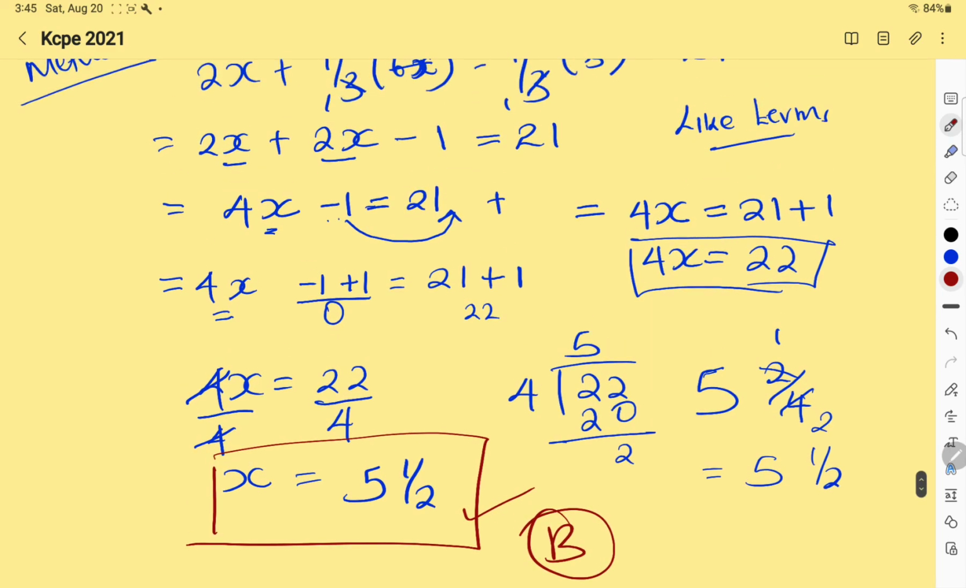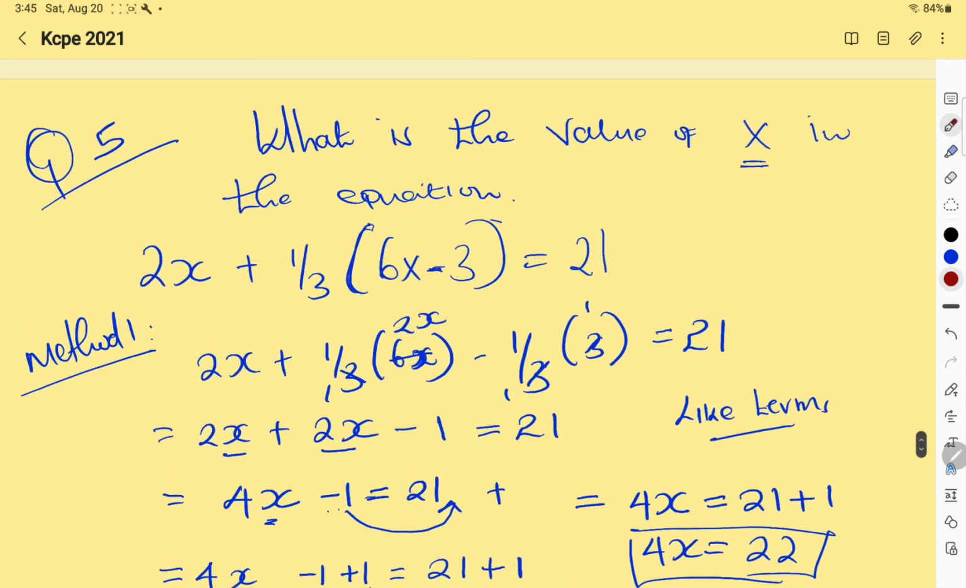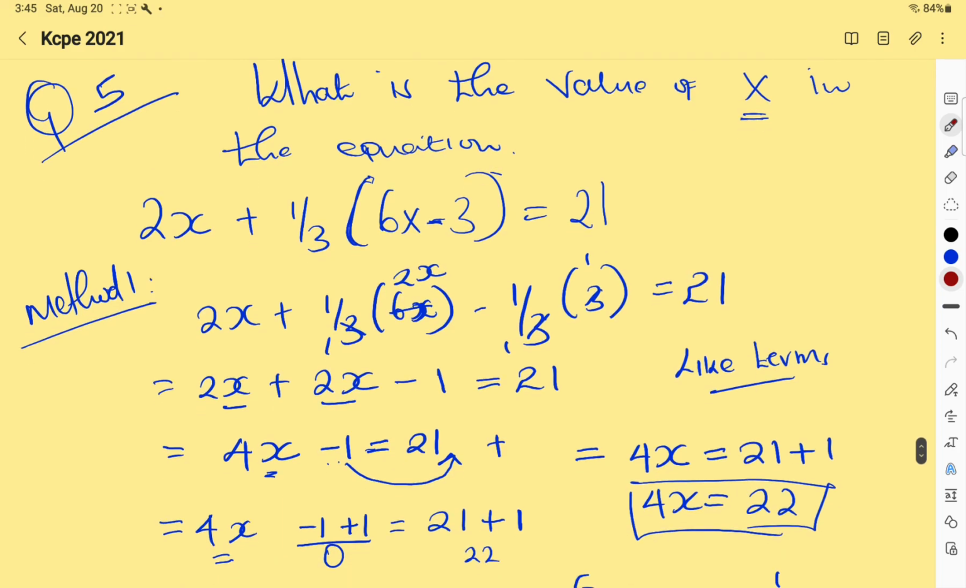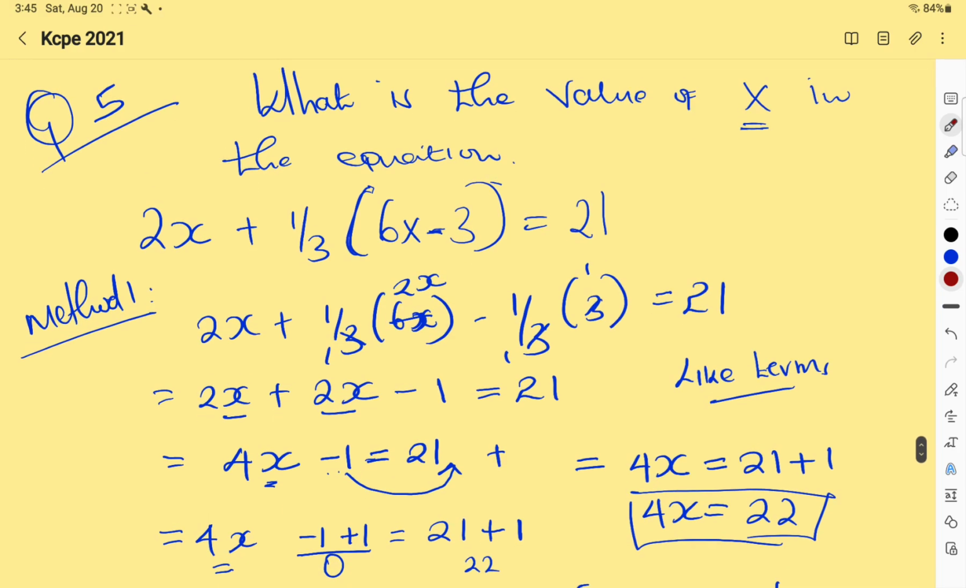So basically, this is coming from the topic of algebra, and these kinds of questions are very common, and I can also bet there will be another one like this one in KCPE 2022.